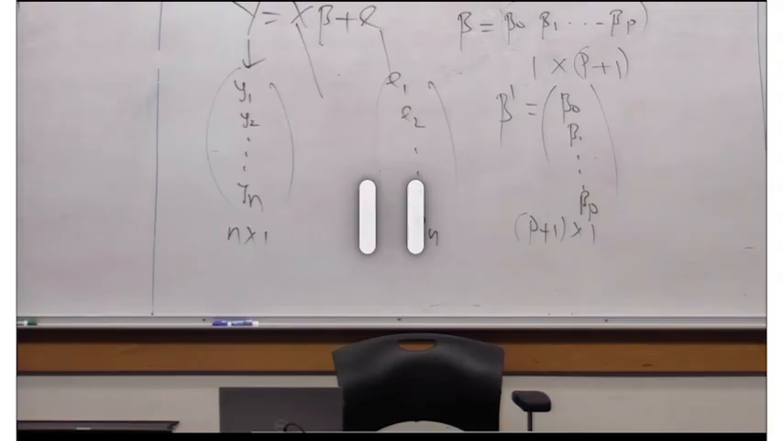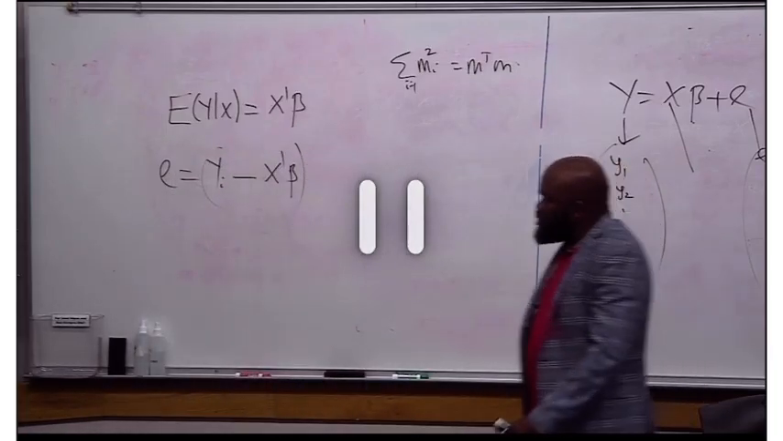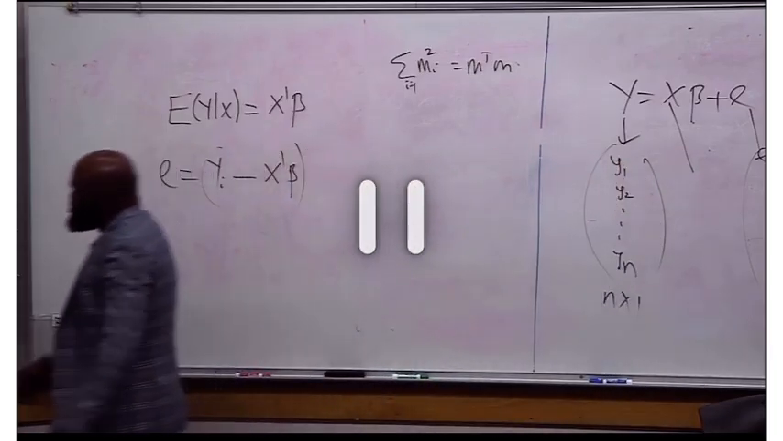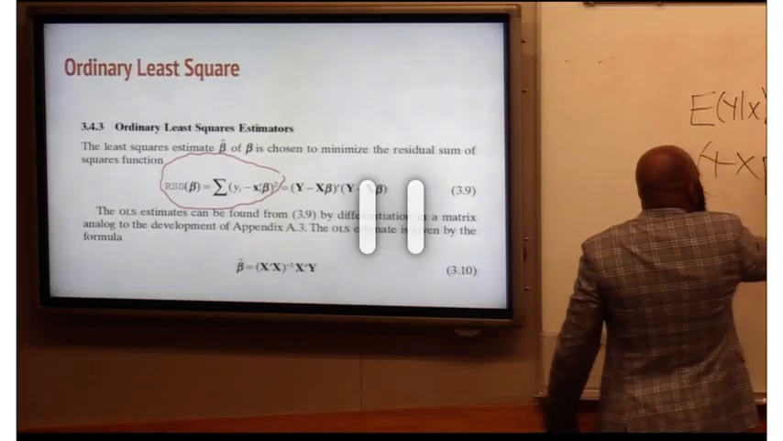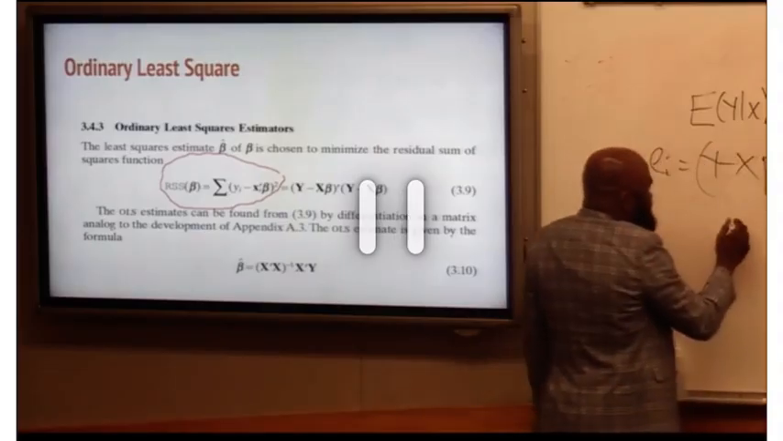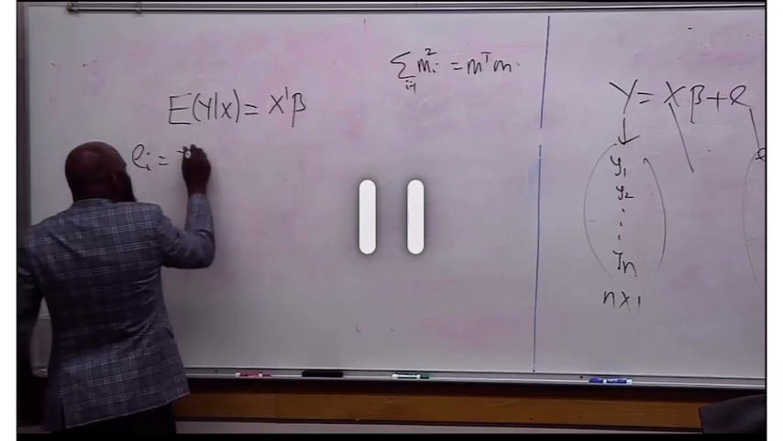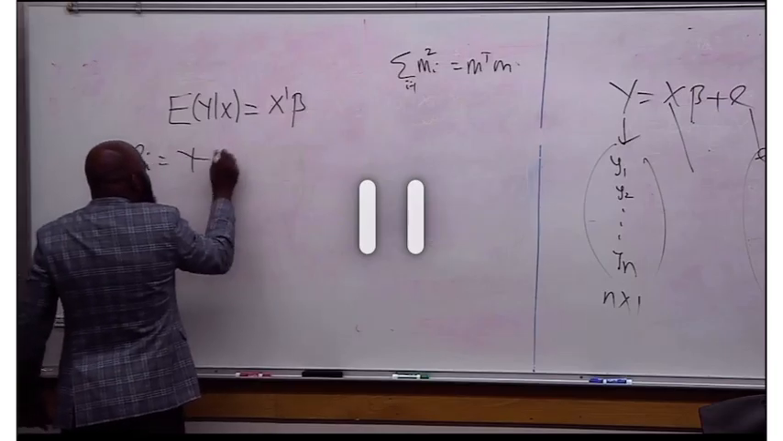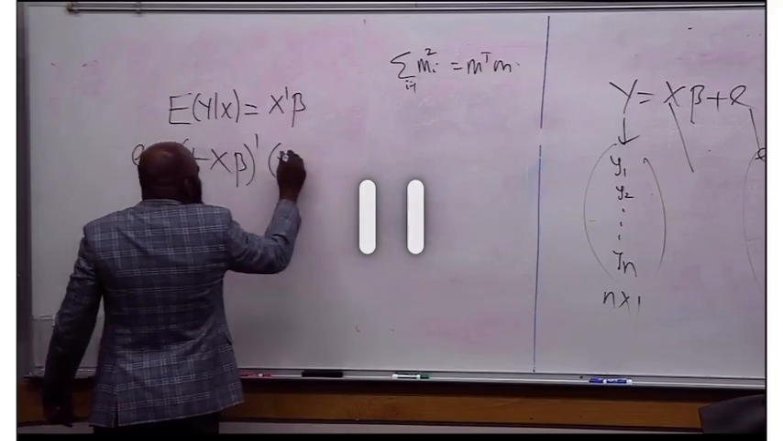If you take a look at what I have here, it's like having the error, y minus x beta, transpose, times y minus x beta. If this is the residual sum of squares, then it's like having e prime e, the error.